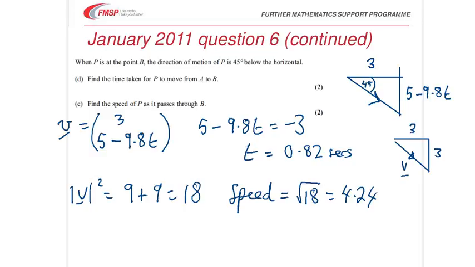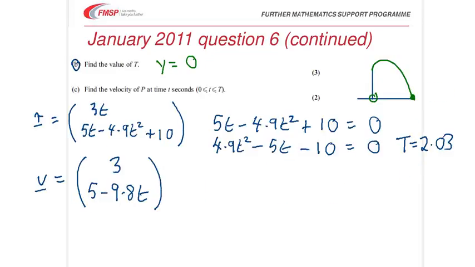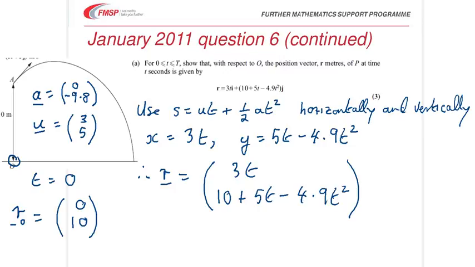Let's just get the marks from the mark scheme. For part A, there was an M1 for using s equals ut plus a half at squared, and there were two accuracy marks: one accuracy mark for effectively spotting that r0 was 0, 10, and another one for getting the full expression.